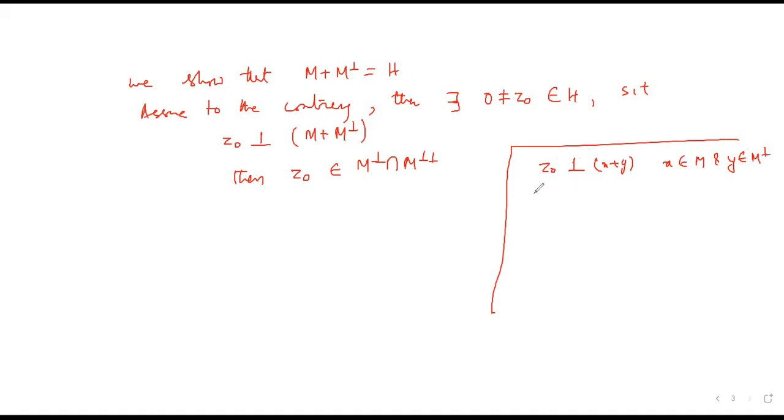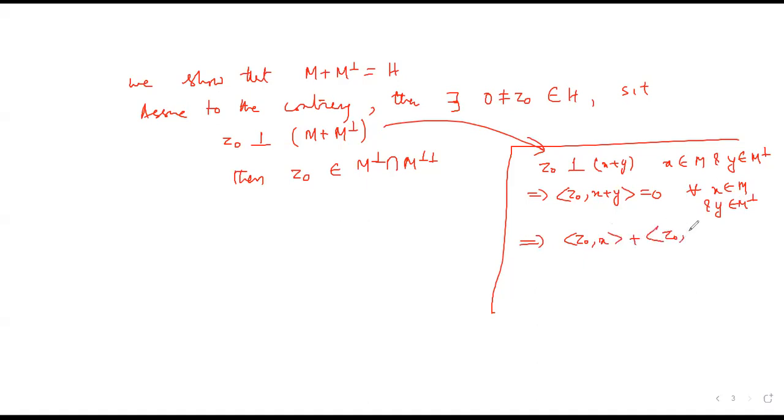What does that mean? It implies that ⟨z₀, x + y⟩ is 0 for all x belonging to M and y belonging to M perp. So that's the meaning. z₀ is orthogonal to x + y, which implies, using the property of the inner product that it distributes over the sum, that this should hold.